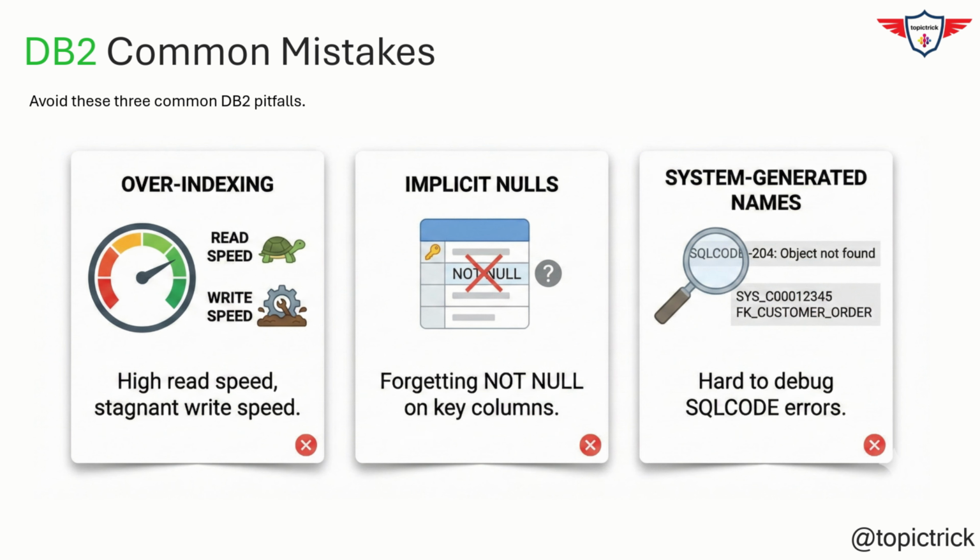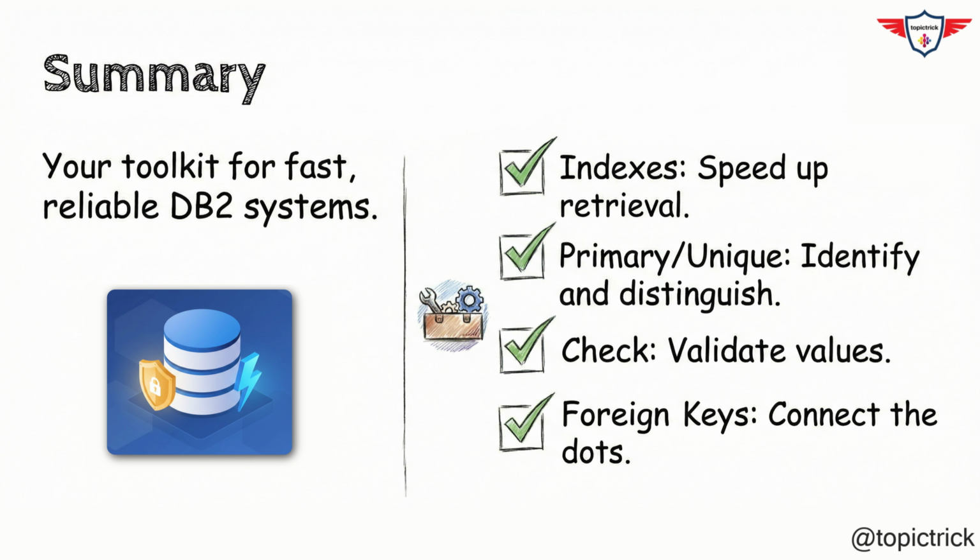Let's quickly recap what we covered today. First, we looked at indexes and how they act as a shortcut to speed up your searches. Then we mastered primary and unique constraints to prevent duplicate data. After that, we explored check constraints for enforcing business rules. And finally, we discussed foreign keys and how they keep our table relationships healthy. You now know how to optimize and protect your DB2 databases. You can write cleaner code and design better systems. That's a lot of progress for one session. Give yourself some credit for leveling up your skills today.